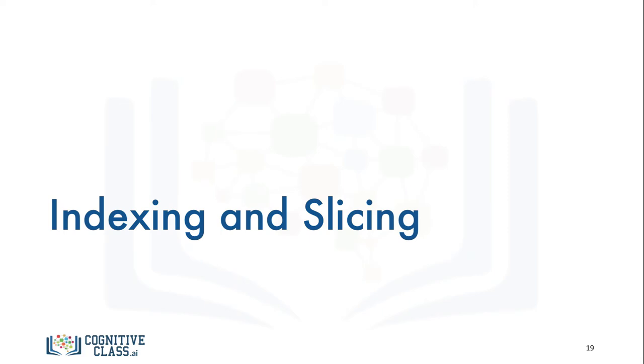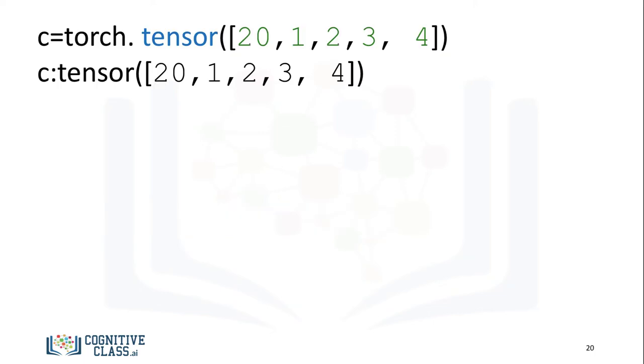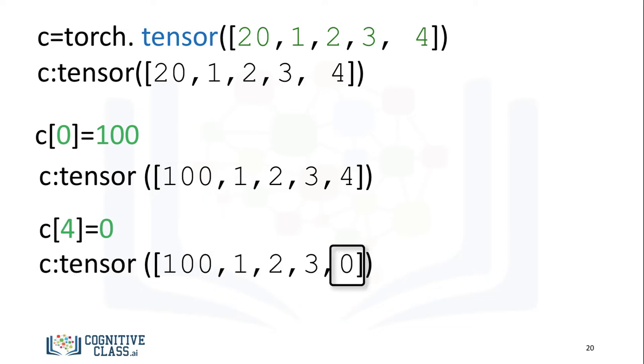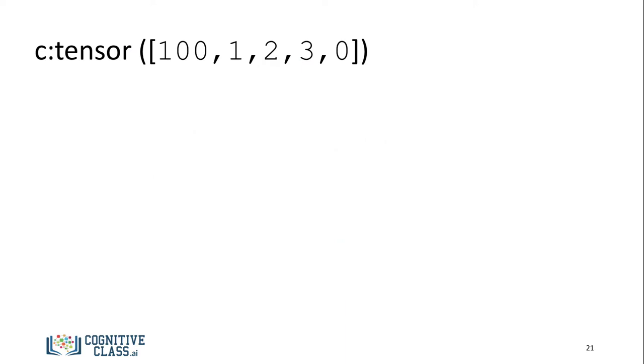Let's review some indexing and slicing methods that you can use to access a particular value or set of values stored in a tensor. Consider the following tensor. We can change the first element of the tensor to 100 as follows. The tensor's first value is now 100. We can change the fifth element of the tensor as follows. The fifth element is now 0. We can slice a PyTorch tensor just like a Python list. The elements of the tensor correspond to the following indexes.